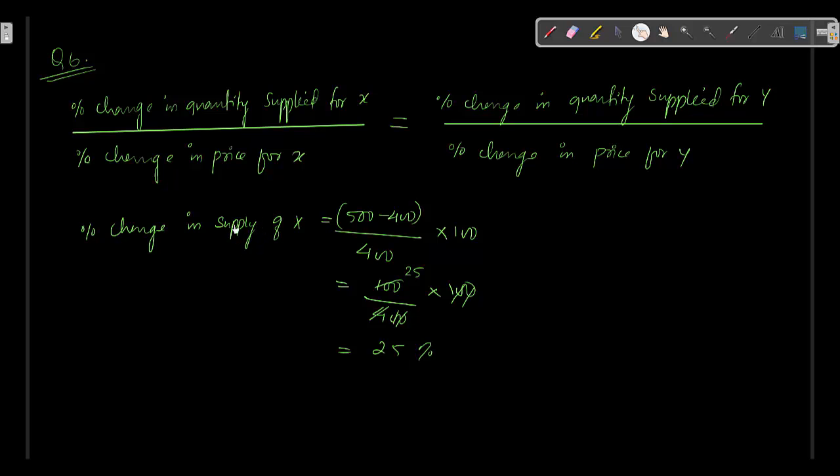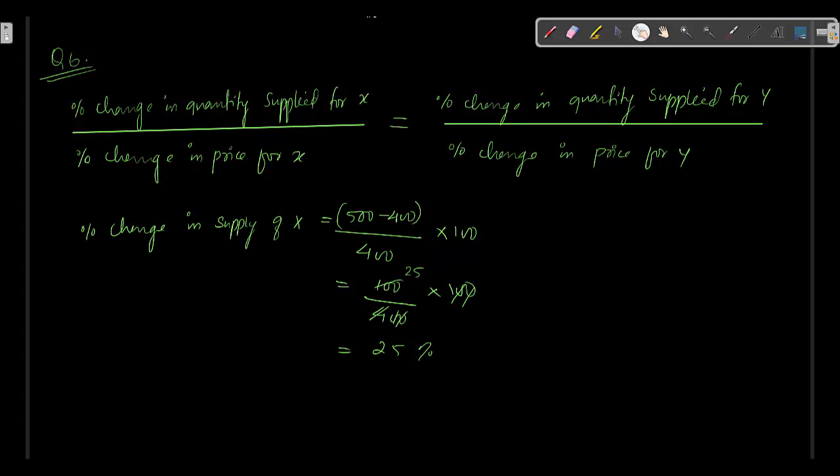So that means change in supply will be 500 minus 400, divided by the original quantity into 100, since we are going to find out the percentage. So we got 25%. So percentage change in supply of X here is 25%.